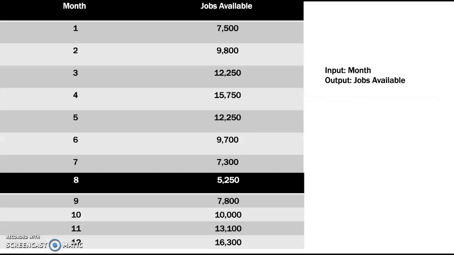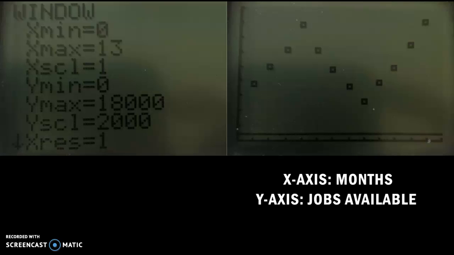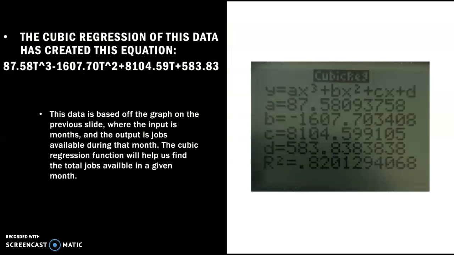Here's the chart showing all 12 months, as well as how many jobs are available. So increasing at some points, then decreasing and increasing again. Here's the mathematics showing the chart and the window. The x-axis is months and the y-axis is the jobs available.